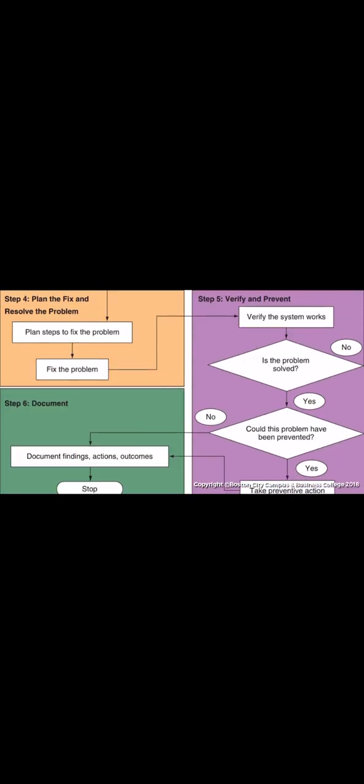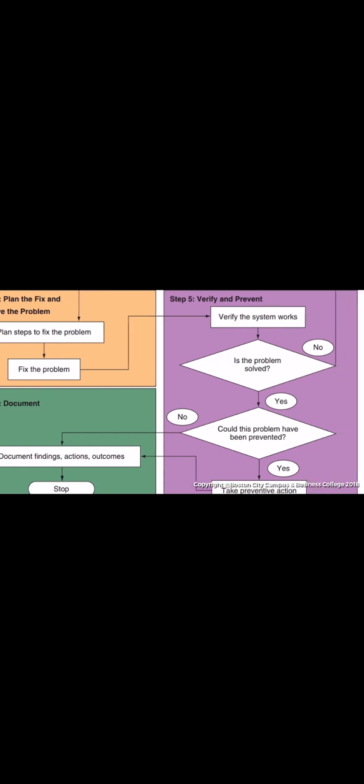Troubleshooting theory includes interviewing the user and backing up data. Second step is examining the system and making your best guess. Third step is testing your theory. Fourth step is planning your solution and then fixing the problem. Fifth step is verifying the fix and taking preventative action. The sixth step is documenting what happened.